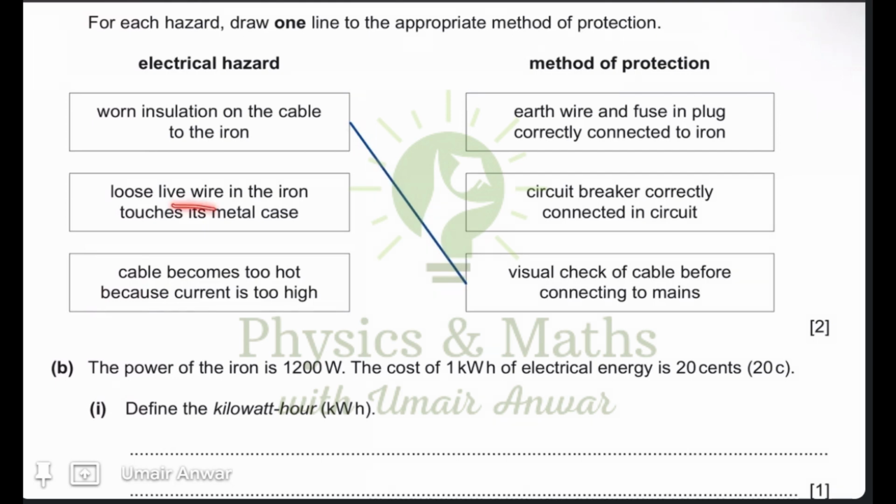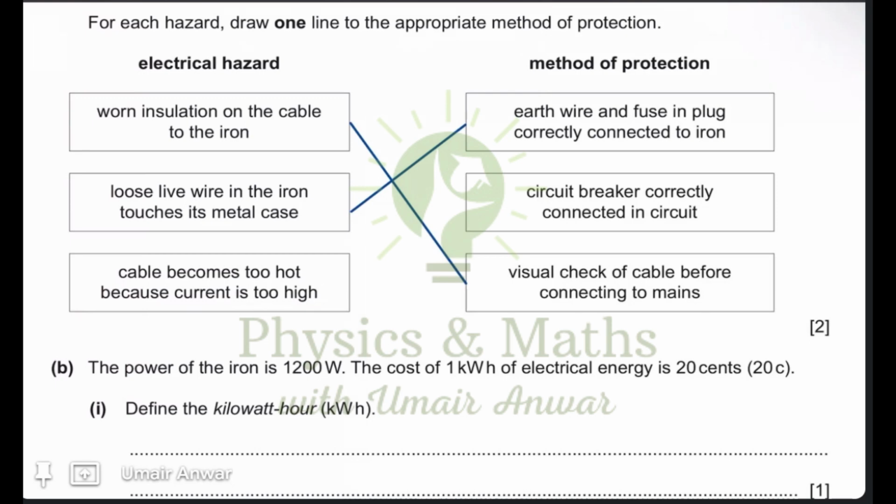Loose live wire in the iron touches its metal case. So when the live wire is touching the metal case, there would be current in the body of the appliance and it is protected by using the earth wire so that this current should go to the earth or the ground and should not be causing electrocution.